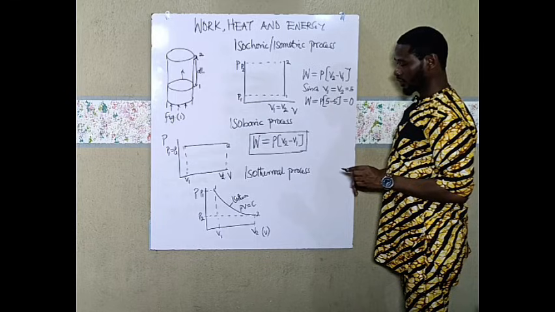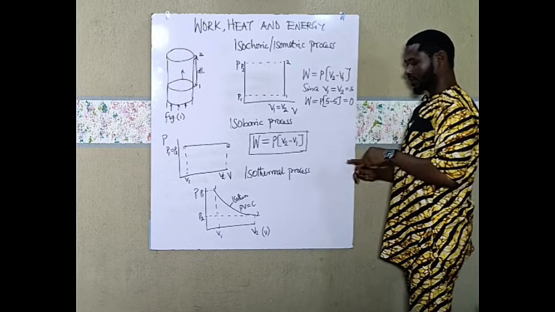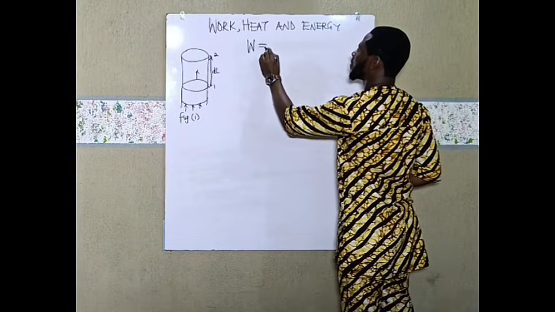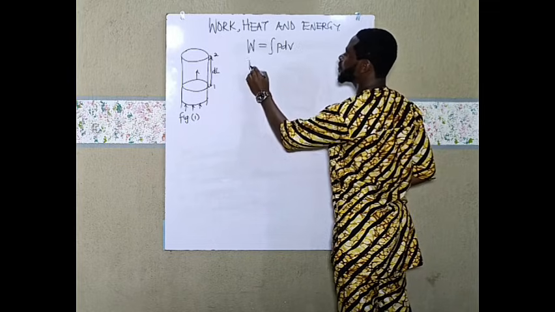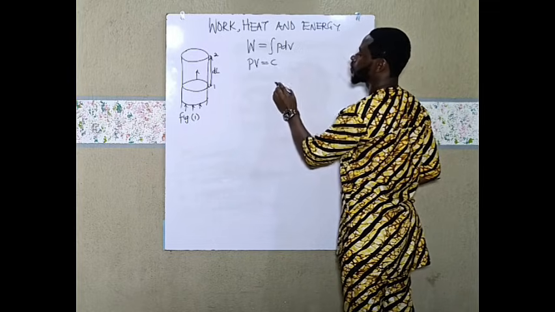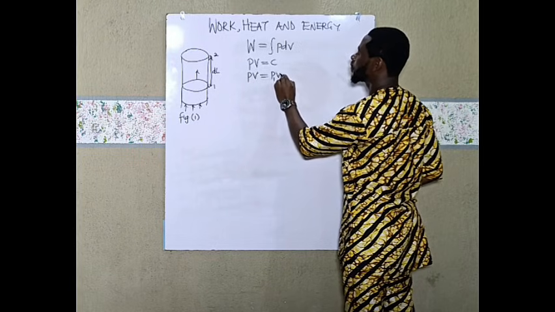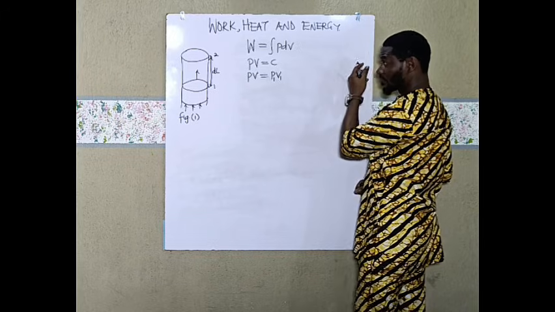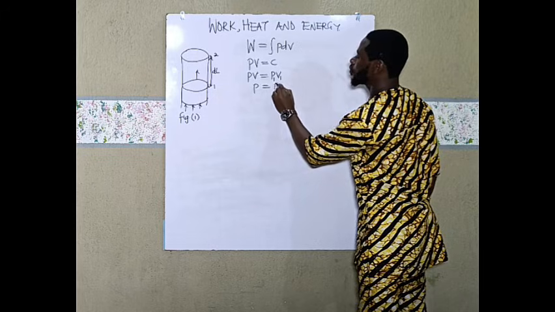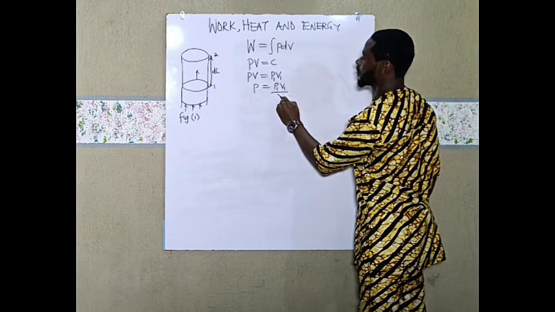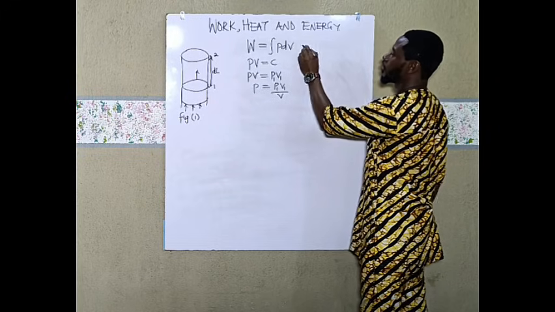Now, the work done during this process will be determined. The work done is expressed as the integral of P dV. For an isothermal process, PV equals C, which is the same thing as PV equals P1 V1. So making P the subject of the formula, we have P equals P1 V1 over V. Substituting this in equation 1.